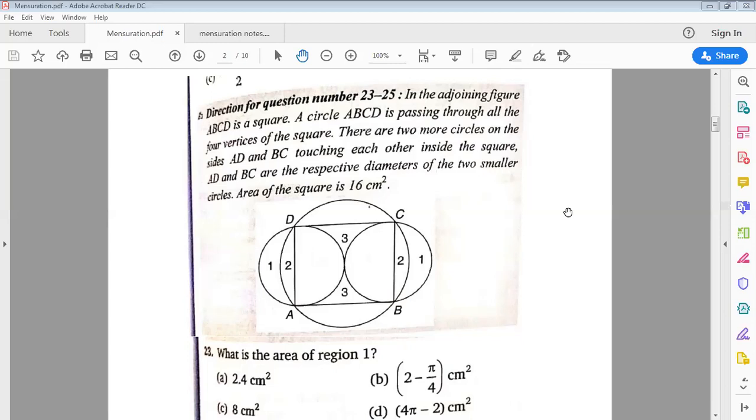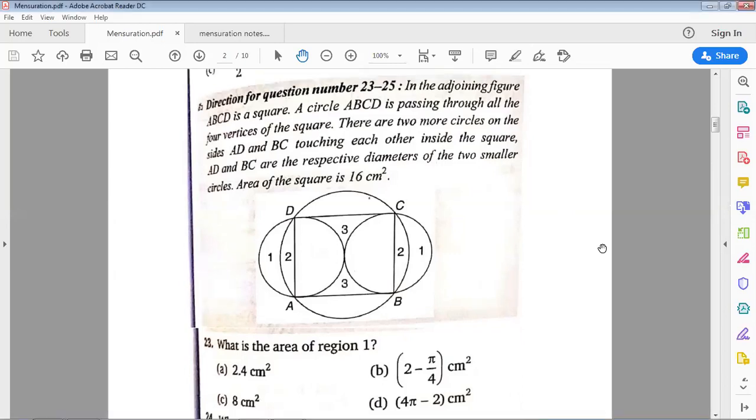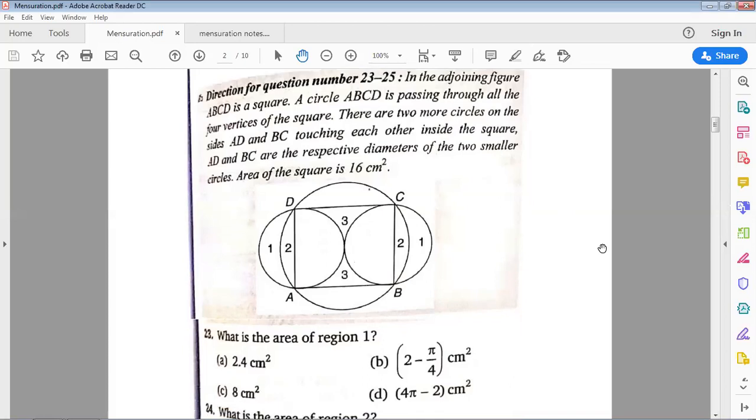Have you guys read the question? You can answer in the chat box so that I can know. Okay, then I will proceed to the answer and I will tell you how to proceed with the question.